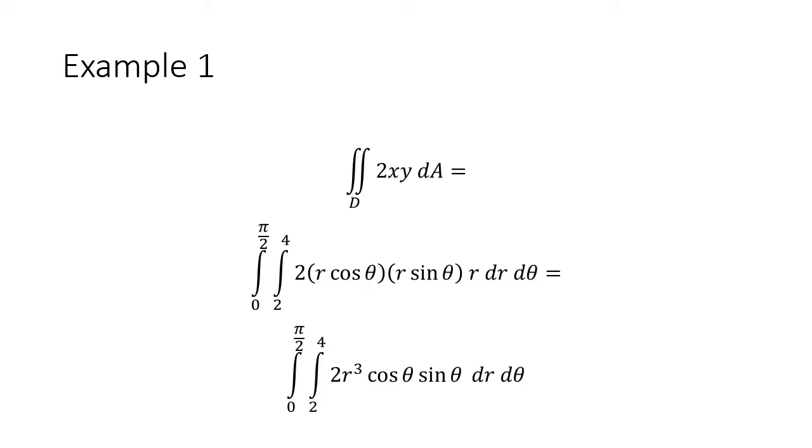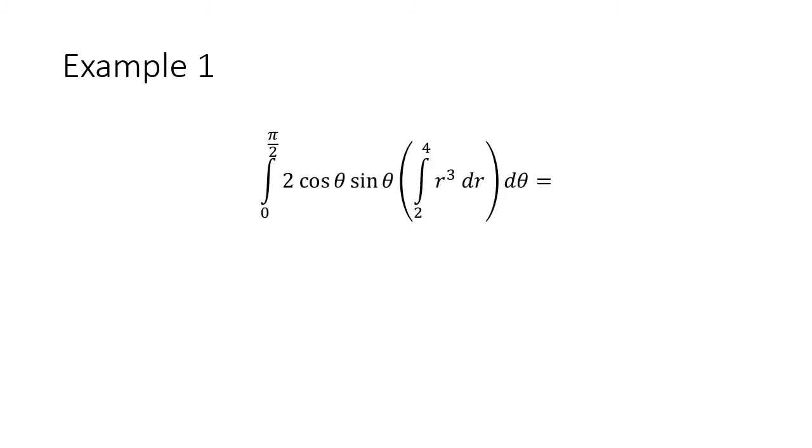So let's simplify it a little bit. Clearly, I have an r and an r, which means I'm really going to have an r cubed. And, well, now I'm ready to integrate. I'm going to integrate the way it's written, of course, because it is bounded by constants, right? Theta is bounded by the constants 0 and pi over 2. R is bounded by the constants 2 and 4. I could use Fubini's theorem to split this up or do this another way, but I'm not going to do that here.